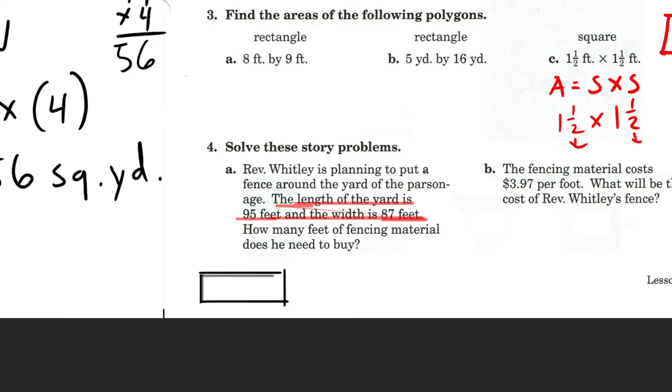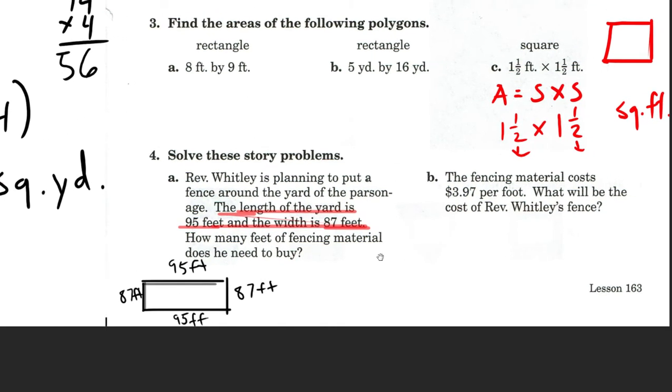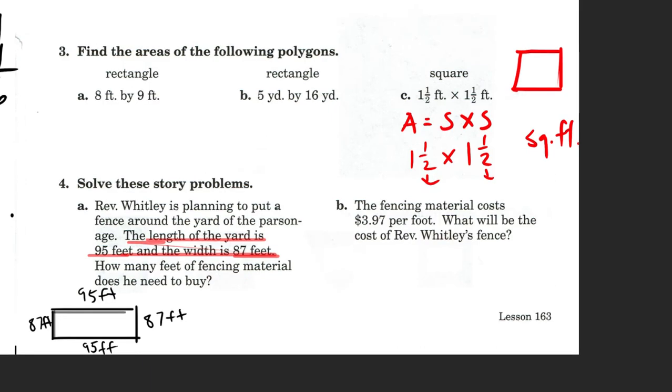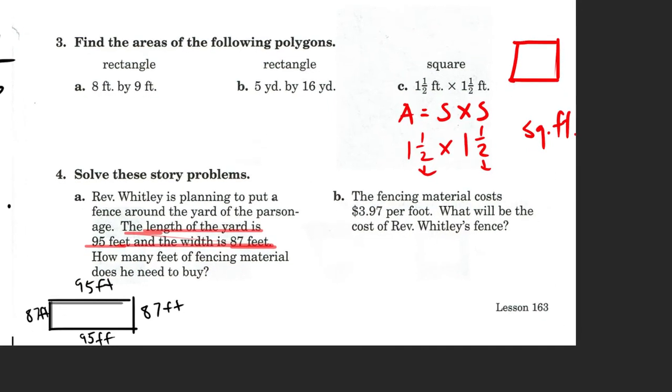The yard is 95 feet in length and 87 feet in width. So we need to figure out the perimeter of this shape here, and that'll tell you how much fencing he needs to buy. Letter B, the fencing material costs $3.97 per foot. What will be the cost of Reverend Whitley's fence? So whatever answer you get here, you would multiply that by $3.97.